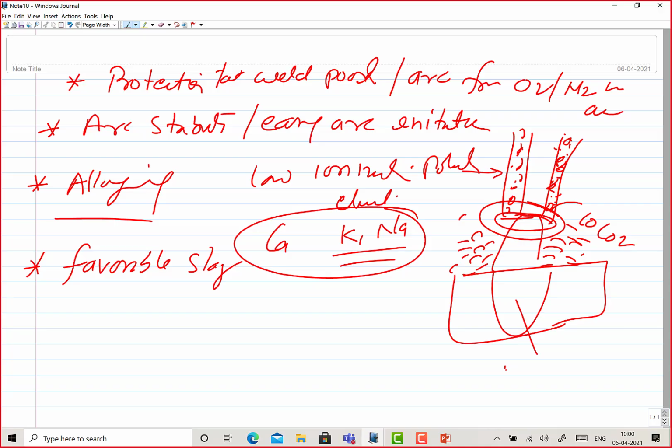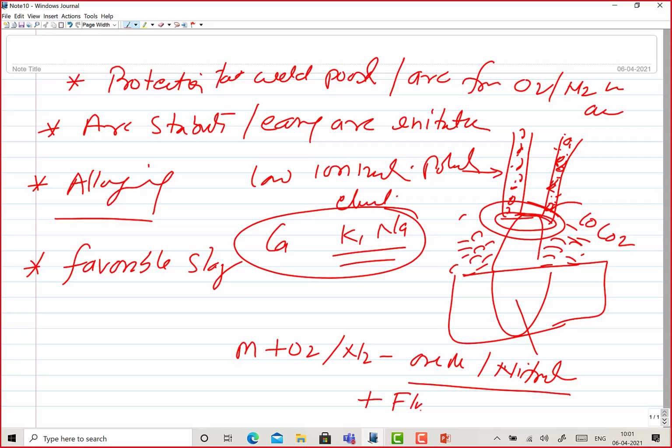What is the slag? The metal reacting with the oxygen and nitrogen, forming their oxides and nitrides. So these are the impurities that need to be removed. So we'll add the flux. In the flux we'll add certain constituents, so these react with the oxides and nitrides to form slag.